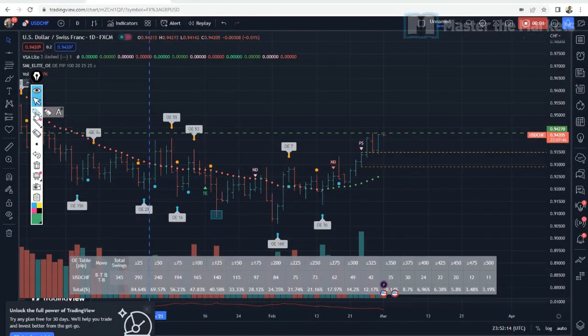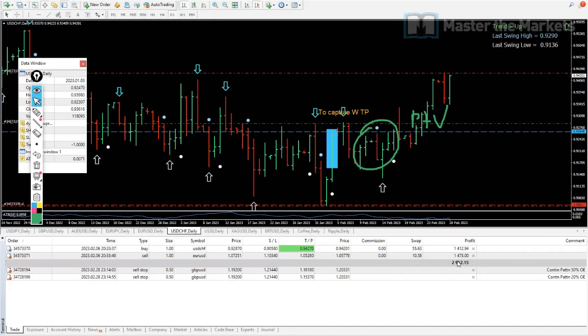Hi traders, here we are looking at the dollar Swiss trade based on the price and volume concept. I did go through this before, and this is how we took these two trades over here, which is running less than £3,000. It has now come back in our favor towards our target.